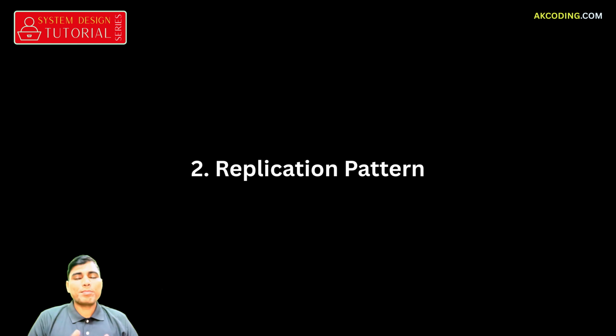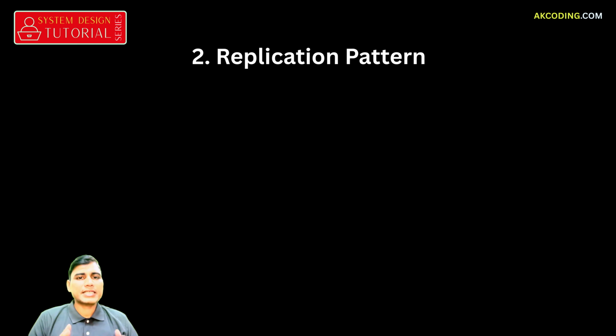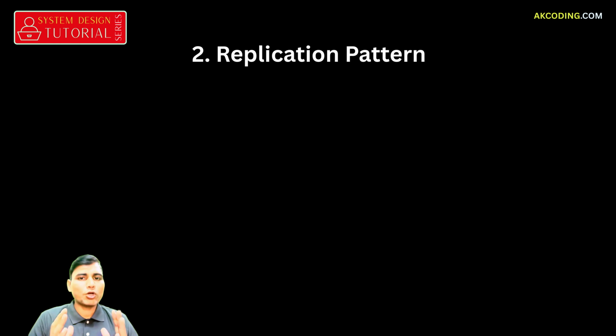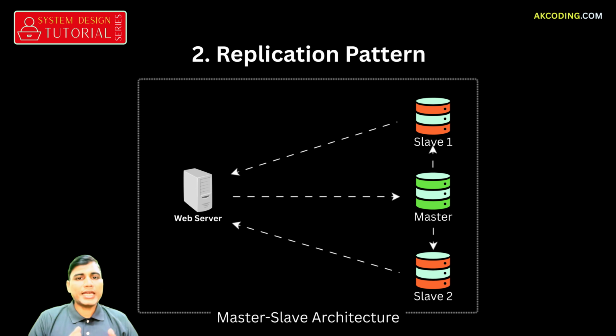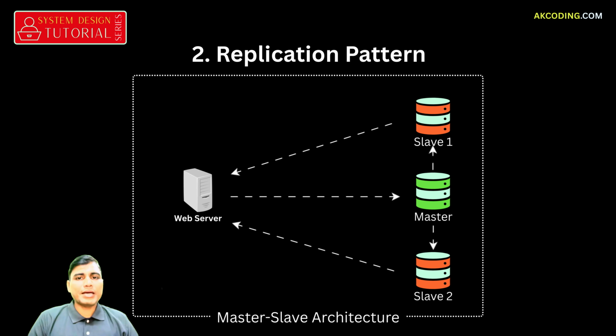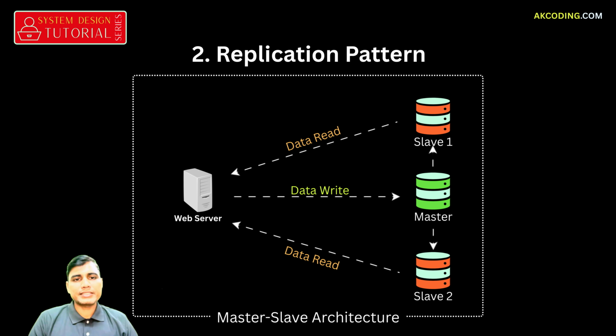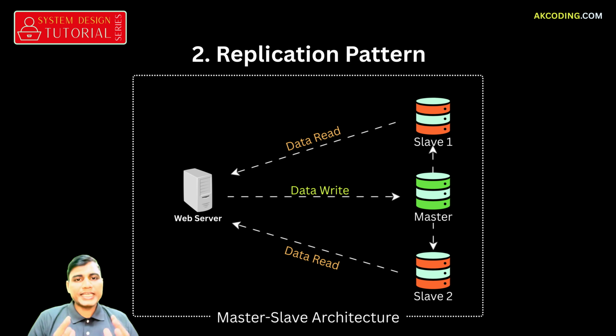Number 2, replication pattern in system design. Replication is all about having multiple copies of data across servers. In a master-slave setup, the master handles writes while the slave handles reads. In a master-master setup, all nodes can read and write. This pattern ensures that if one database crashes, another can take over seamlessly.